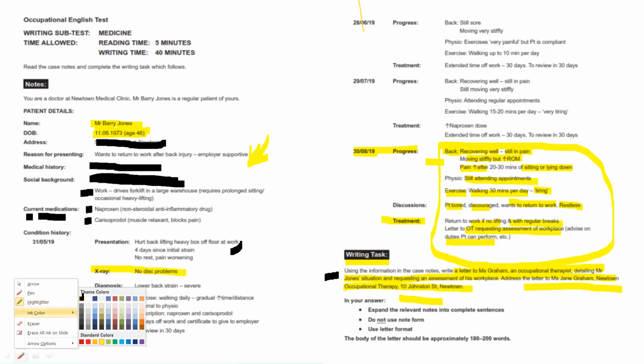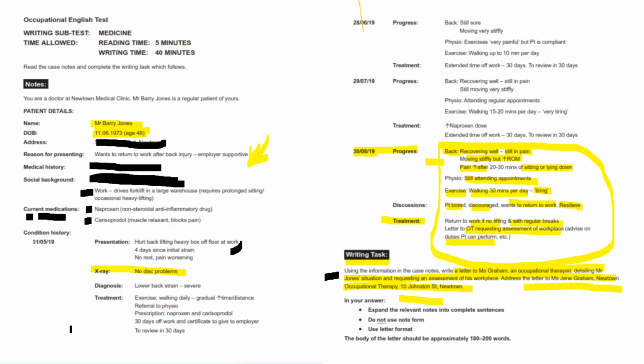Diagnosis: lower back pain, severe. No need. Okay. Lower back pain strain. So the patient has severe back pain. Okay, we have to mention.